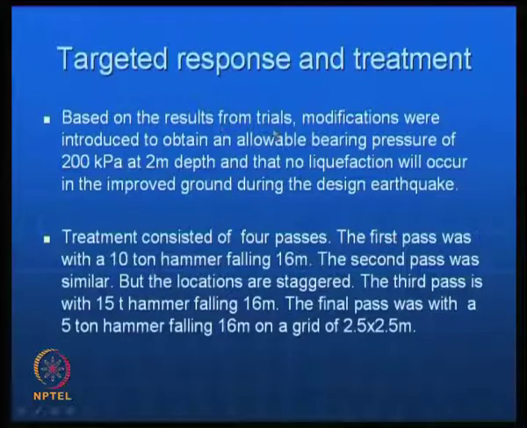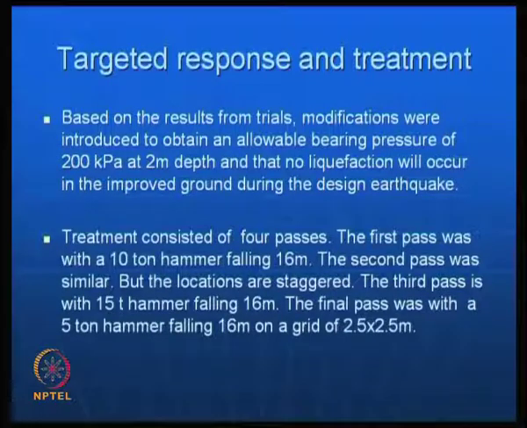So, based on the results from the trials, modifications were introduced to obtain the allowable bearing pressure of 200 kPa at 2 meters depth. This is what they wanted. The other thing was that no liquefaction should occur in the improved ground during an earthquake. In fact, there is a standard rule: if the SPT value is about 25, then liquefaction will not occur, which means there is a very good density.